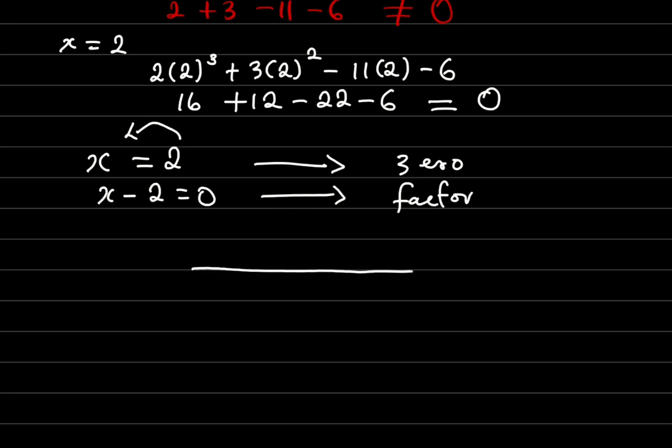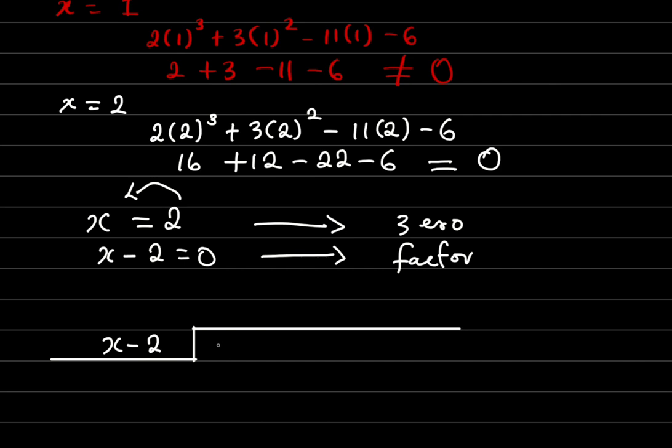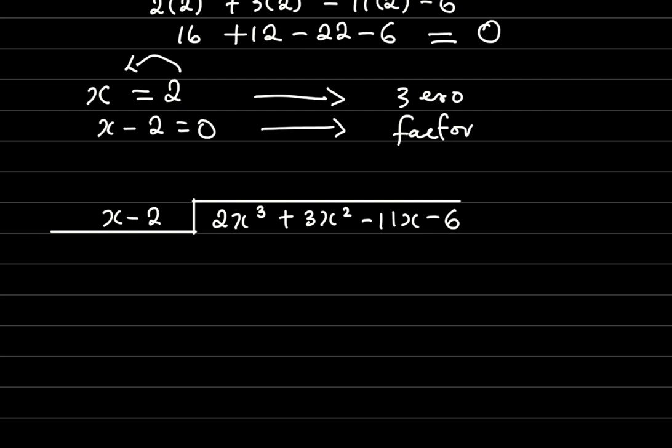So let's divide and see what will happen. Now, this is what we have. The factor is x minus 2, and the polynomial is 2x cubed plus 3x squared minus 11x, then minus 6. Now, like in the previous video, for you to divide this, you get a factor that when it multiplies x, it gives the first term of the given polynomial, which is 2x squared.